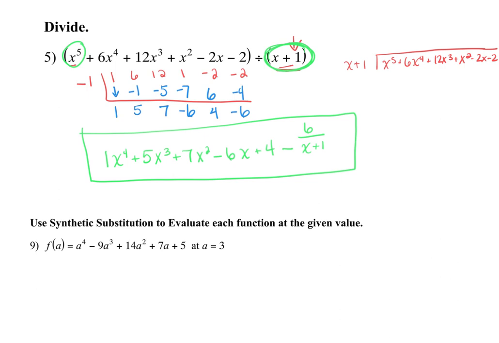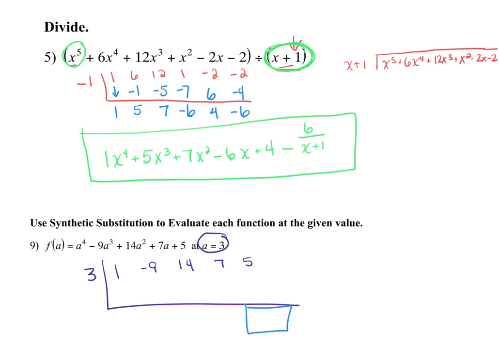All right, when it says synthetic substitution, you actually do exactly the same thing. You make sure that you're not missing any pieces. I started at 4, 3, 2, 1, and a constant. You do not make it the opposite when it's synthetic substitution. They gave you what you are dividing by. You just use that positive 3. However, your answer is only the remainder.